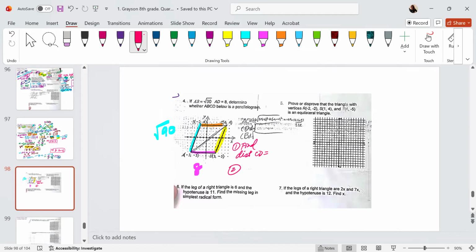Find the distance of CD. And then what? And then the distance of CB. Go ahead and do that.